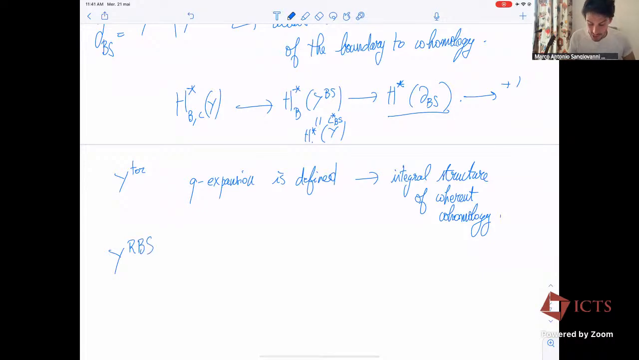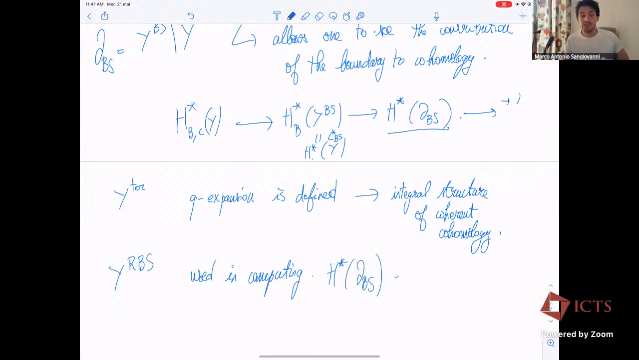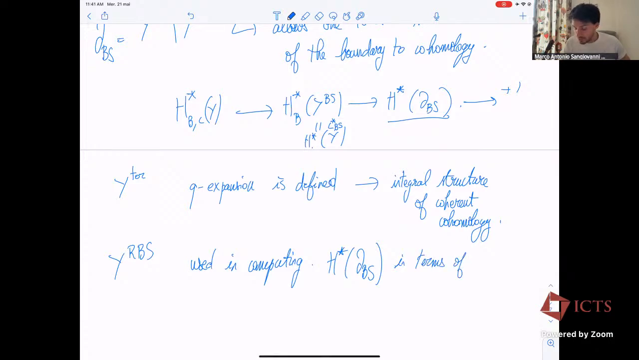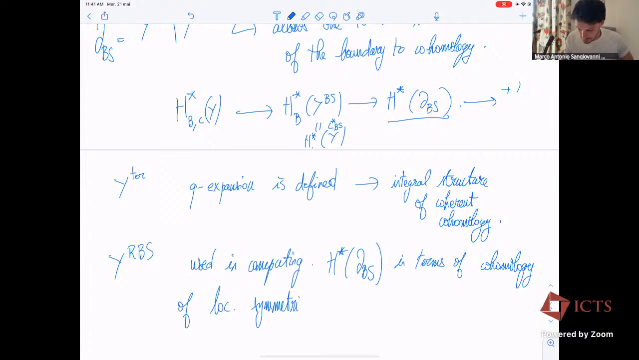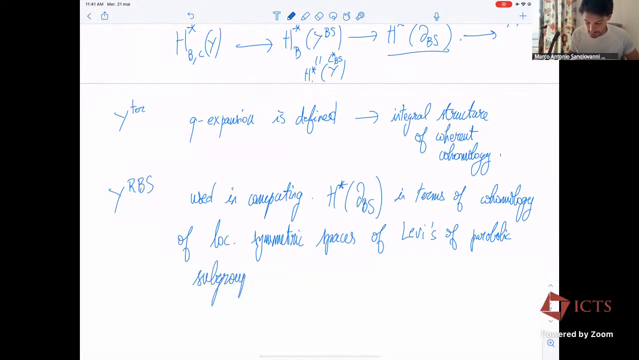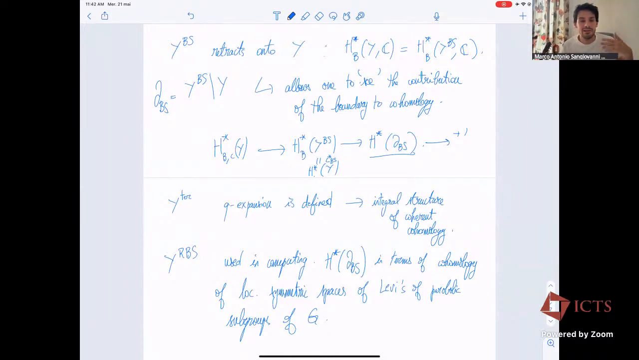Then maybe the smallest role that is played in this story is by the reductive Borel-Serre compactification, but this is actually used in computing the cohomology of the boundary of the Borel-Serre compactification in terms of induced representations of the cohomology of locally symmetric spaces of Levis of parabolics of G, parabolic subgroups of G. Okay, so the reductive Borel-Serre compactification plays some sort of auxiliary role.